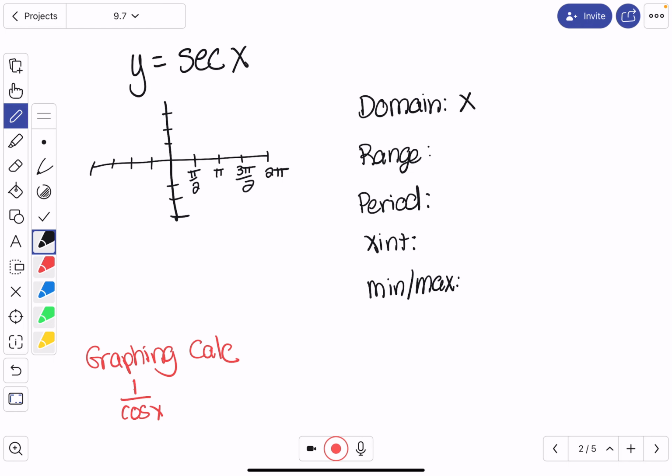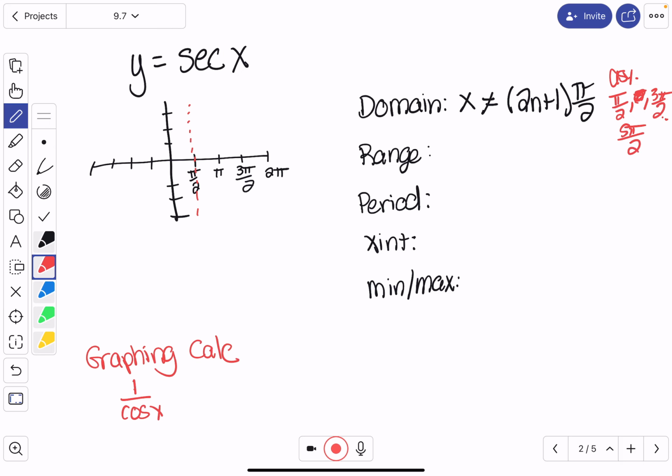Secant has a domain of x is all real numbers except the 2n plus 1 times pi over 2. What this means is there's an asymptote at pi over 2, 2 pi over 2, which is pi, 3 pi over 2, and so on and so forth, both positive and negative. So we're going to put an asymptote here. It's not at pi. 3 pi over 2. Yeah. And then 5 pi over 2. Sorry. So we're going to have an asymptote there, an asymptote there, an asymptote there. So if you look, there's 2 spaces in between each of those.